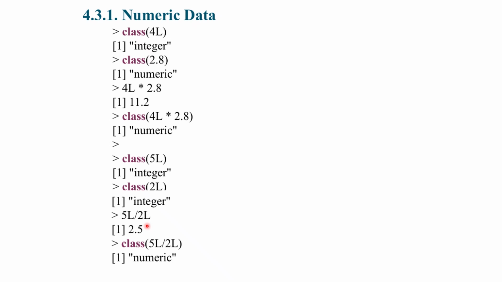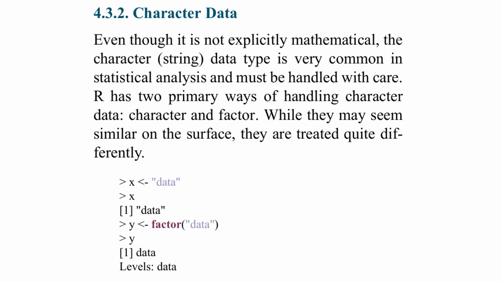If it is 5 divided by 2, that means 2.5, that is a fraction number, a numeric number here. If 5 by 5, it is an integer number. So in this way we can use and declare numbers in R. So this is the data type in R, numeric data and integer data.